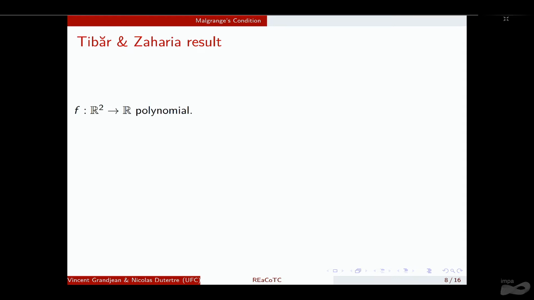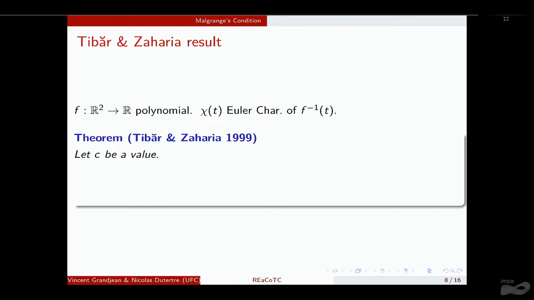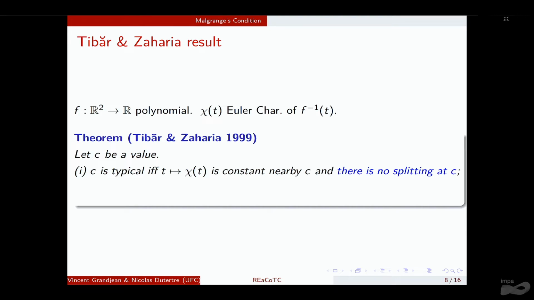So now let's come to some results in the real world, and let's start again in the plane. So I pick a real polynomial in two variables. Chi of t is still the Euler characteristic of the level. And so Tibar and Zaharia proved in '99 that a value is typical if and only if the Euler characteristic is constant nearby the value, but it's not enough.